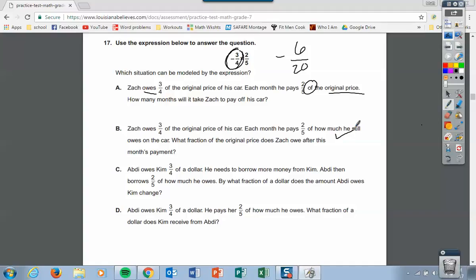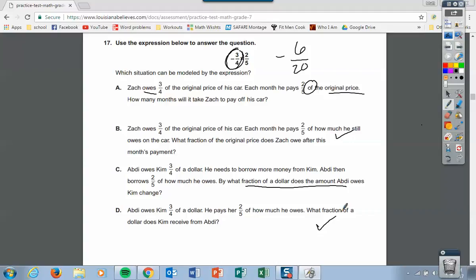Abdi owes Kim 3/4 of a dollar. He needs to borrow more money from Kim. Abdi then borrows 2/5 of how much he owes. By what fraction of a dollar does the amount Abdi owes Kim change? So this is now talking about what fraction is changing. That's not going to work. Abdi owes Kim 3/4 of a dollar. He pays her 2/5 of how much he owes. What fraction of the dollar does Kim receive from Abdi? Well, that one looks kind of good too. Oh wait, no. What fraction of a dollar does Kim receive from Abdi?